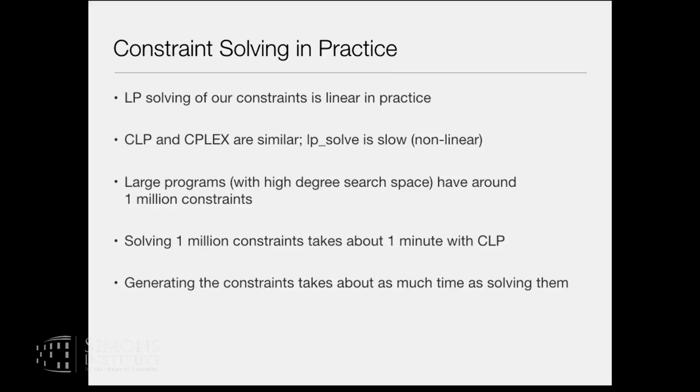If you have a large program, a few hundred lines of code, and you look for bounds of a higher degree, say 3 or 4, then you can get fairly large constraint systems, like 1 million constraints. That's about the ballpark, and solving then takes 1 minute. Interestingly, that's about the time the solver needs to read in the constraints from a file. That's not what we do, but the solving is almost instantaneous. It takes about as much time to generate these constraints as to solve them. So we are really impressed by how well the LP solvers work.